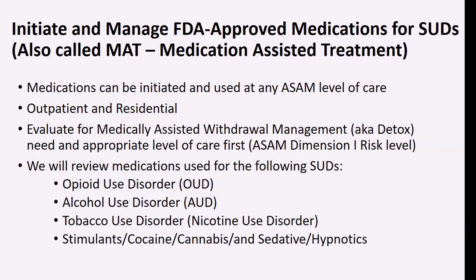You may have heard MAT, medication-assisted treatment. Medications can be initiated and used at any ASAM level of care. As you remember from before, we were talking about the multiple levels of care. You can have outpatient, intensive outpatient, partial hospitalization with or without housing, residential, and you can have it in the hospital. So this is an independent thing, but it's an add-on, and you can have medications in any setting in which the person is receiving treatment for their addictive illness.